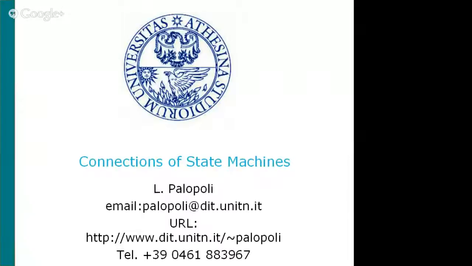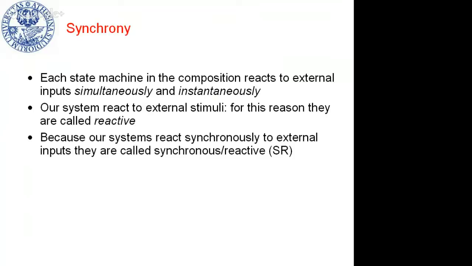of state machines, and now in general to compute the result of the composition of state machines. The state machines that we're going to deal with are synchronous state machines. Synchronous state machines means that in our system, we will have a composition of communicating state machines, and all the state machines will react at the same time, or simultaneously and instantaneously. Okay, this is the same type of synchronous state machines that we have in state.